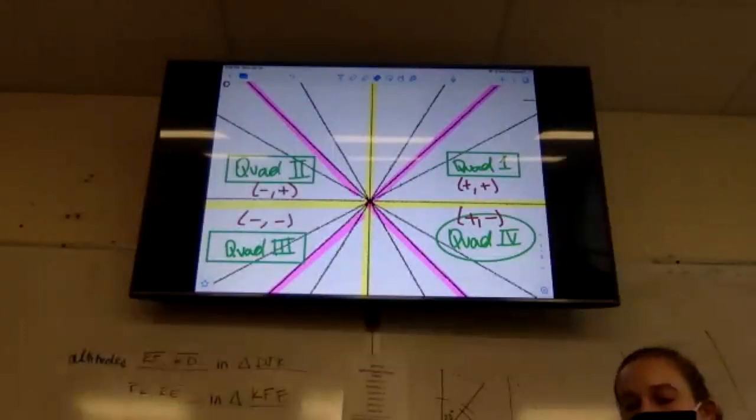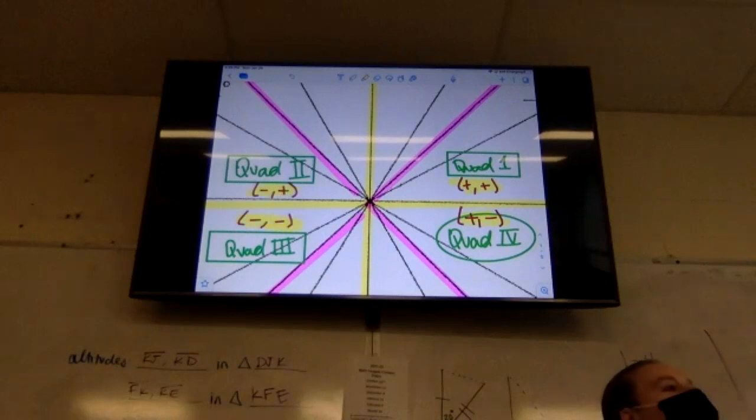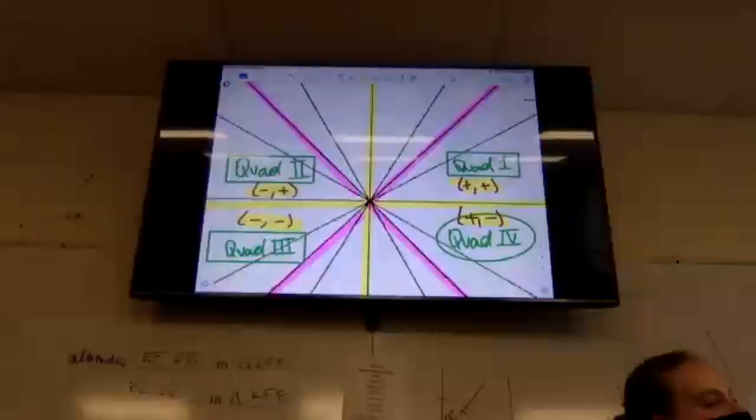Quadrant 2 is the top left quadrant. Its x is always negative, but its y is always positive. As we did the 45, you saw that we carried that same coordinate point all the way around. We just changed whether it was positive or negative. This little red part is reminding us whether the x or the y is positive or negative. So I just have that inside my shape.